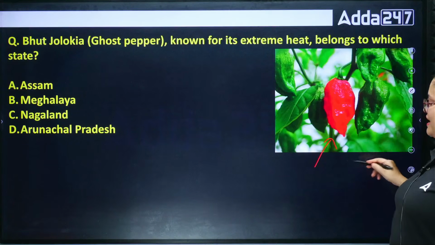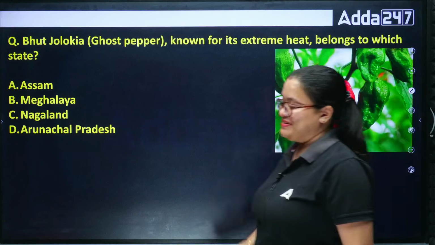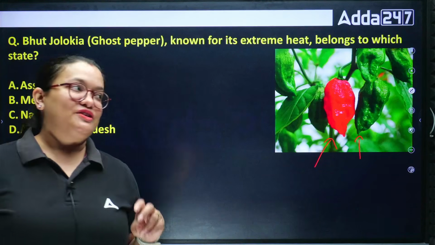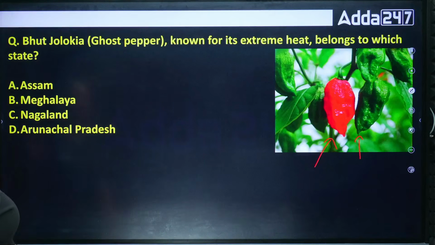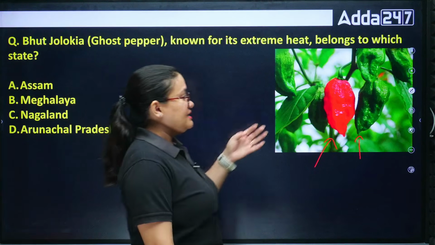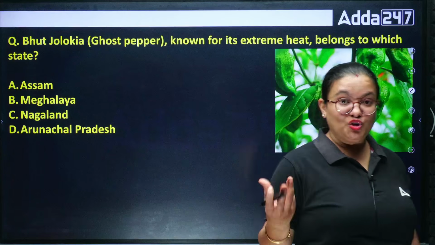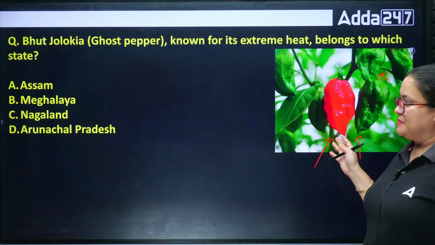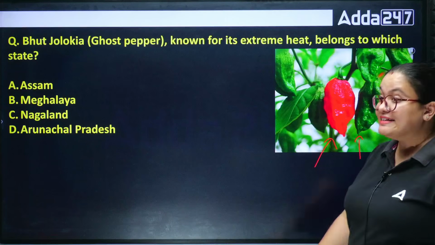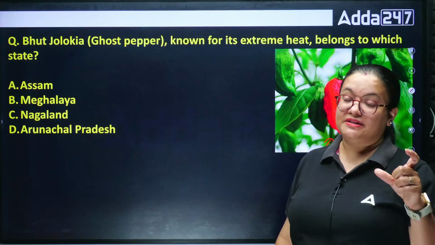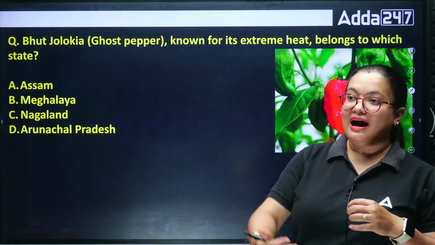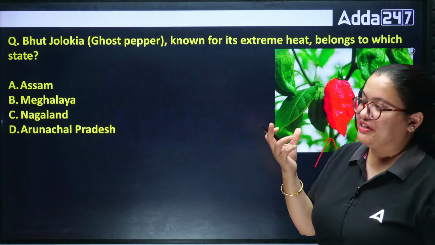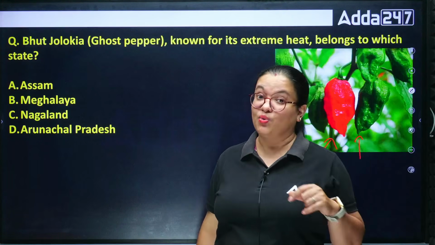I hope everyone is aware, every Northeastern knows this particular species. It is also known as ghost chili. Sometimes it is also known as Bhut Jolokia, because in Assam most people say Jolokia, right? So we also say it as chili. Whenever we talk about this particular chili, it has the highest Scoville rating. Whenever we talk about how fiery a chili is, we usually measure that on a particular scale known as the Scoville scale, right?